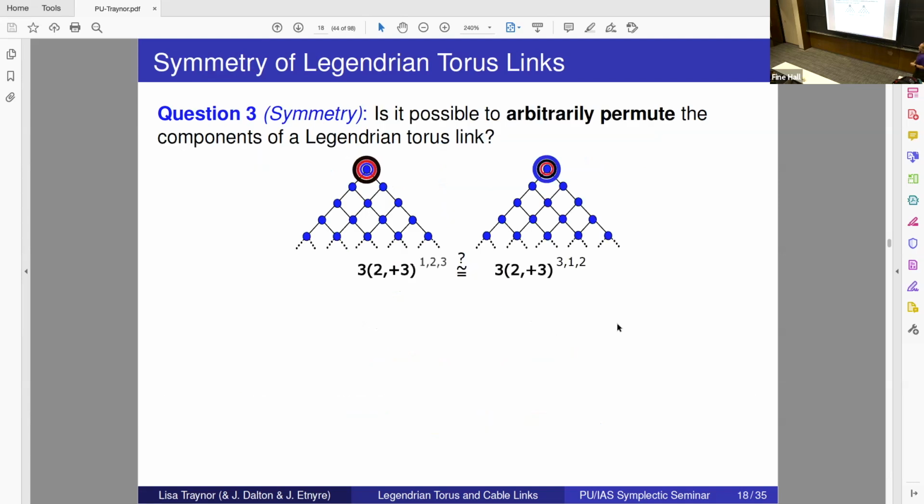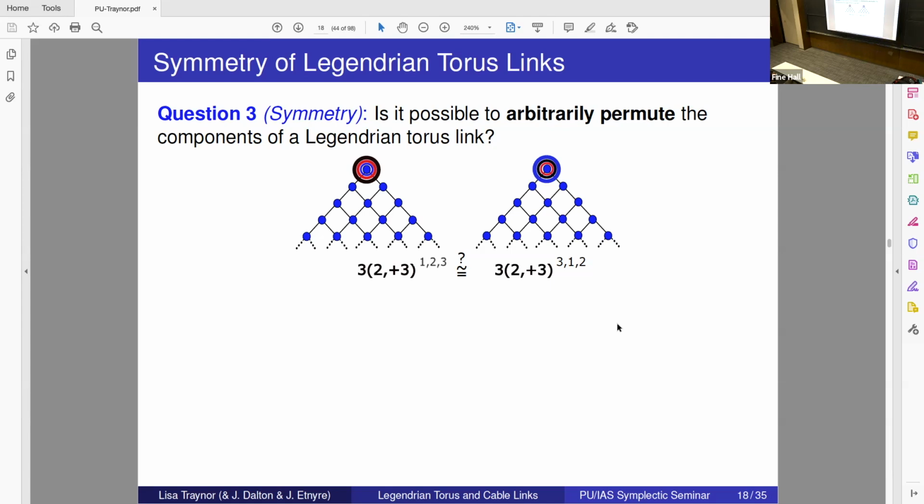Okay, so far we know how to represent them as unordered links, as these n-tuples. Now you can think of a symmetry question. If I have one vertex chosen, for example, 3 times, can I permute the components? In the smooth world, if I have this torus link, you can arbitrarily permute the components. You just lift one of the components around, slide it over and push it down.